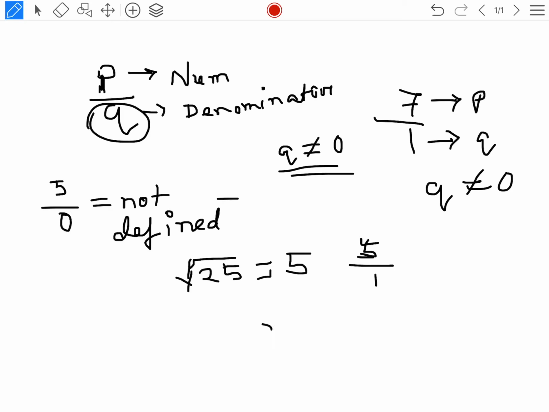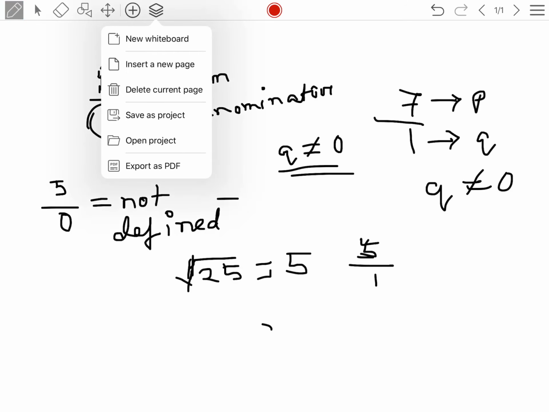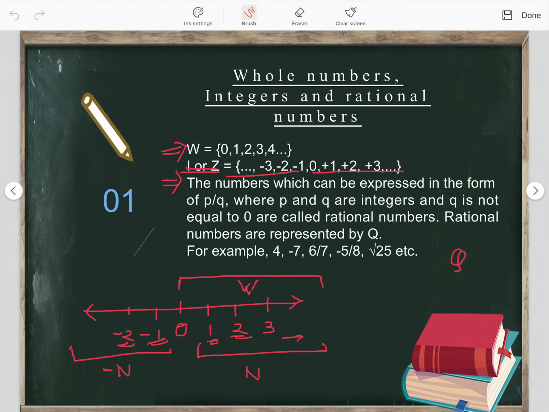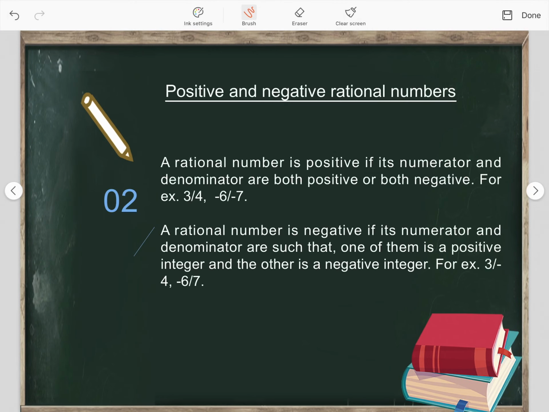My screen is not responding properly. Okay, so I think you can understand. Great. So these things you have understood. Then next, what are positive and negative rational numbers?